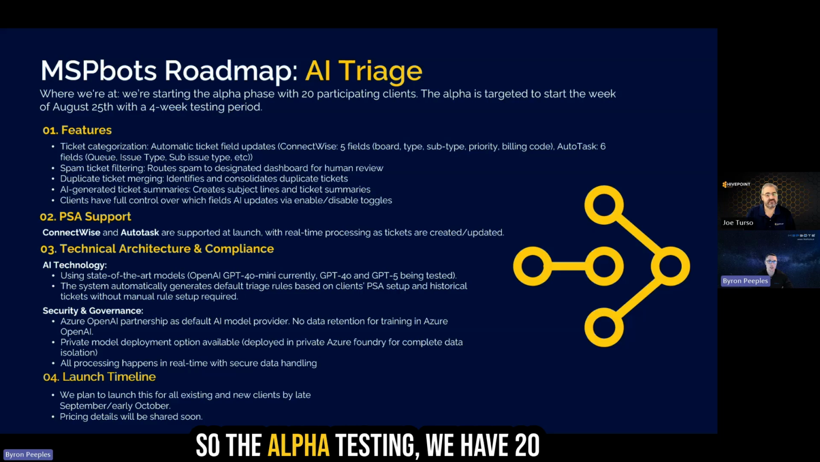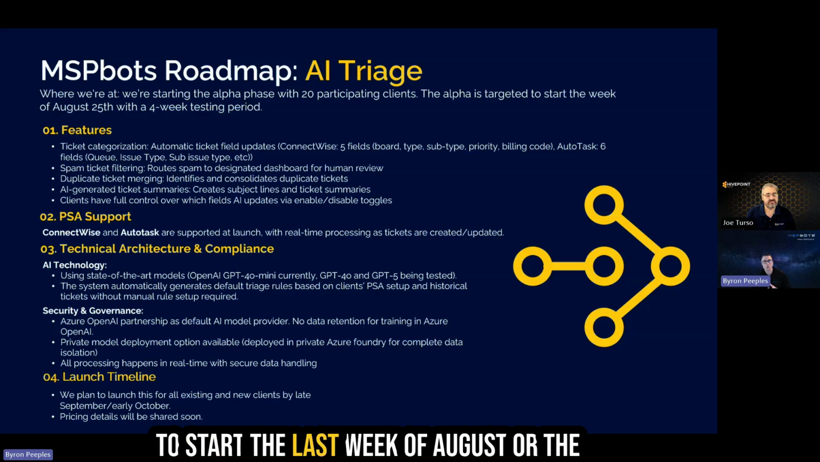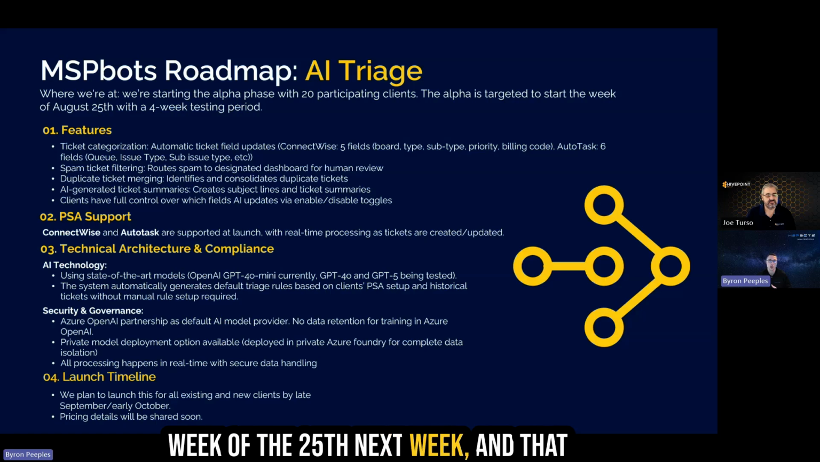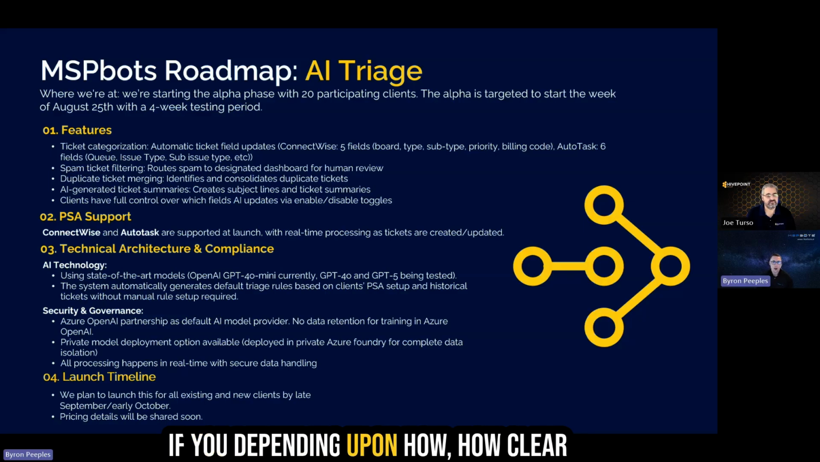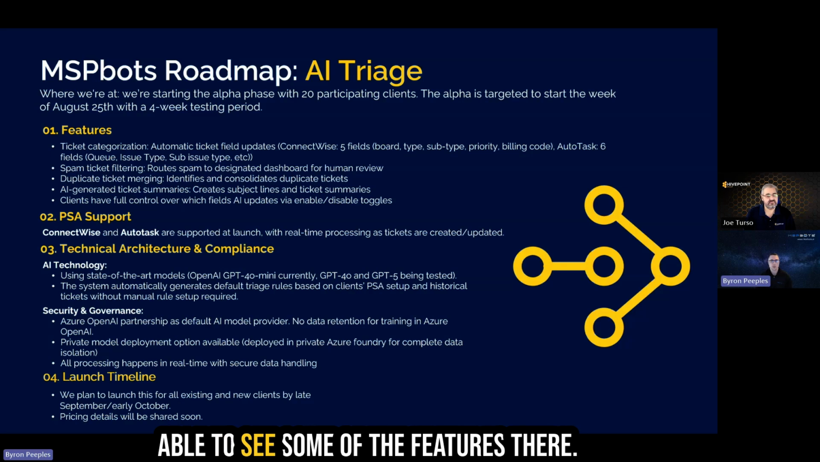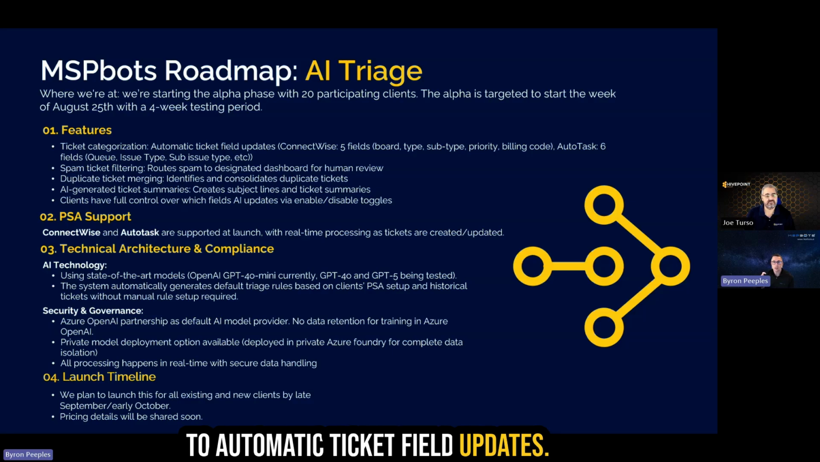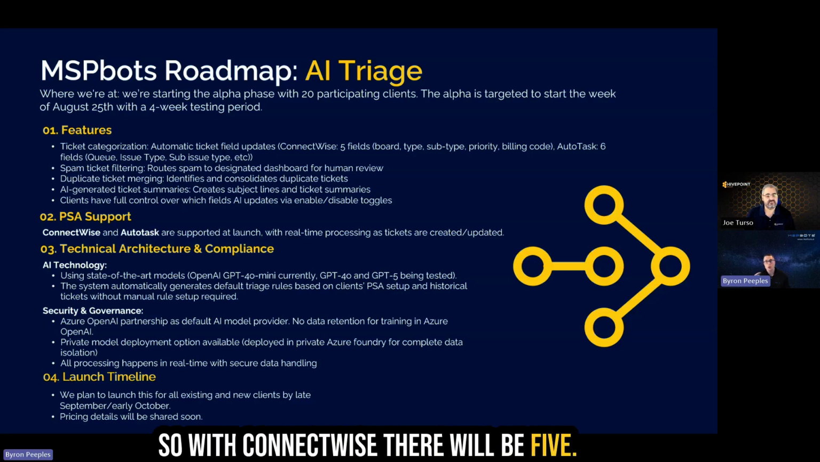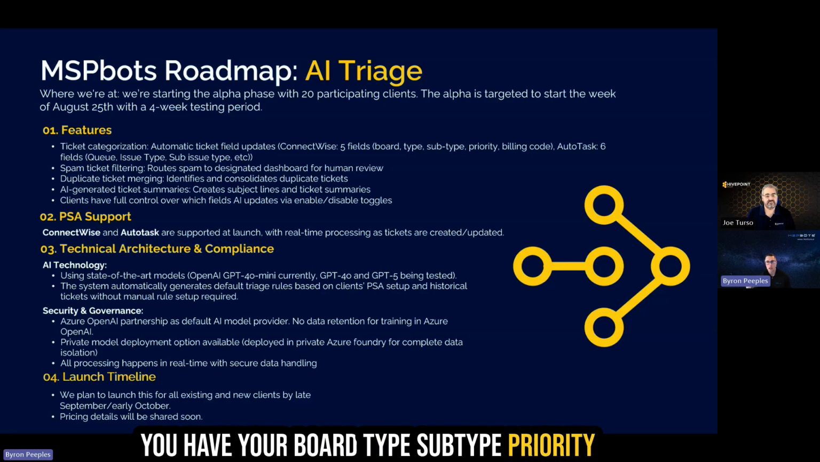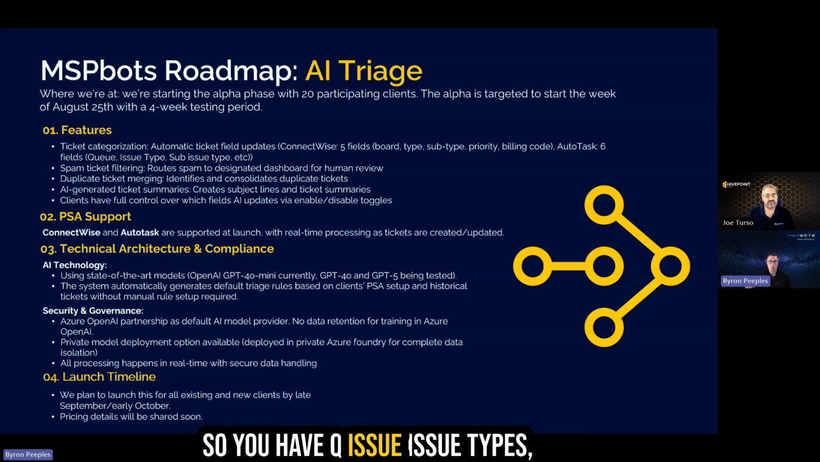So for the alpha testing, we have 20 participating clients. That's targeted to start the last week of August, so the week of the 25th, next week. And that will be a 4-week testing period. Depending upon how clear that is on your screen, you might be able to see some of the features there, and I'll read them out loud to you. Ticket categorization, being able to do automatic ticket field updates. With ConnectWise, there will be 5: your board, type, subtype, priority, billing code. With Autotask, there are 6, so you have queue, issue types, sub-issue type, etc.